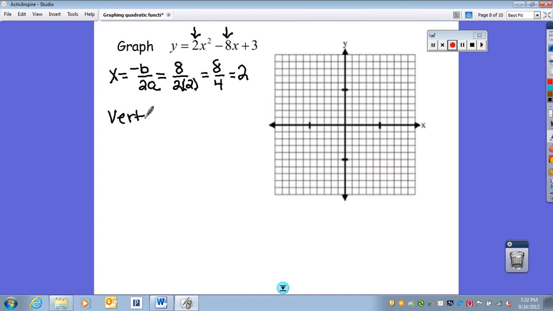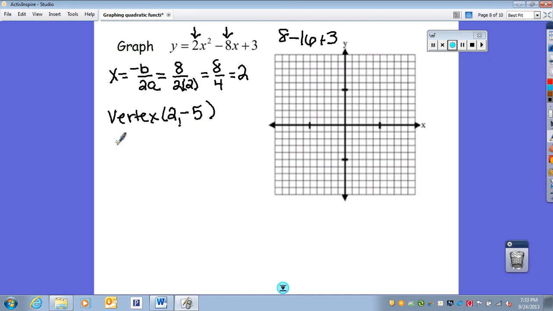So for my vertex, I now know the x-coordinate, which is 2. Then I'm going to take the 2 and plug it into the equation and solve for y, which gives me the y-coordinate of my vertex. 2 squared is 4. 4 times 2 is 8. Then I'm going to subtract 8 times 2, which is 16. And I'm going to add 3. 8 minus 16 is negative 8. Negative 8 plus 3 is negative 5. So my vertex is at the point 2, negative 5.